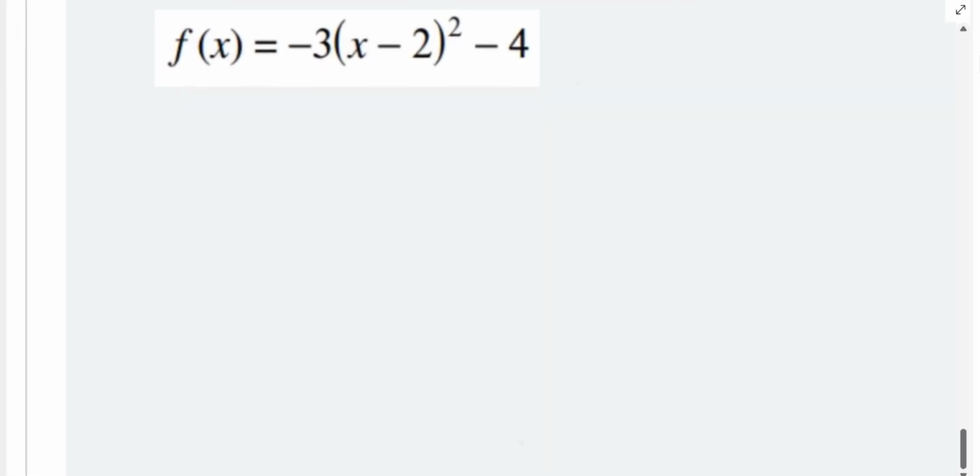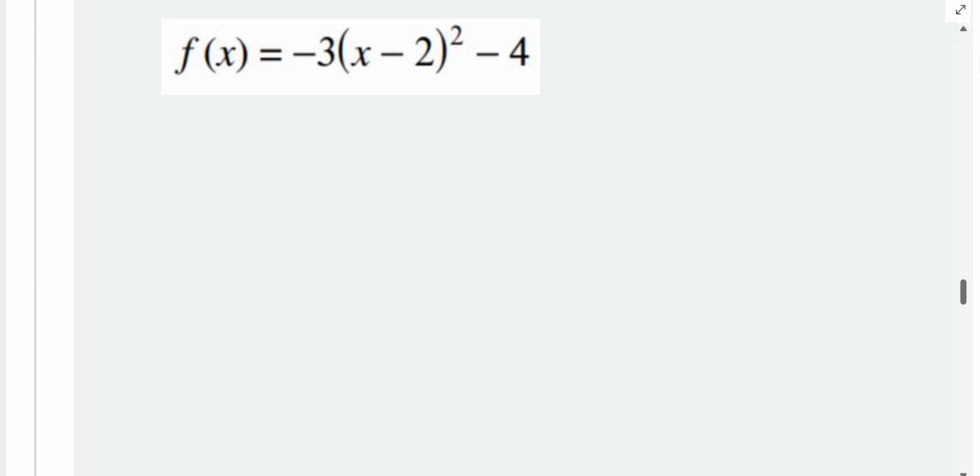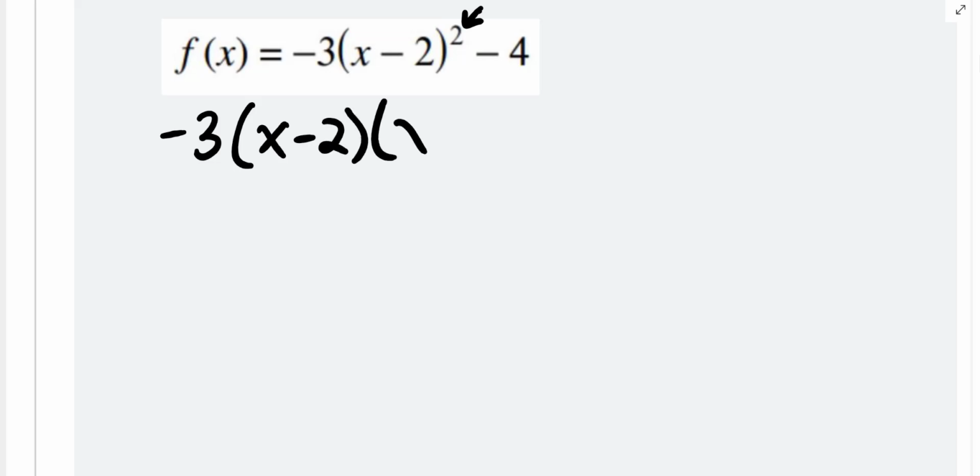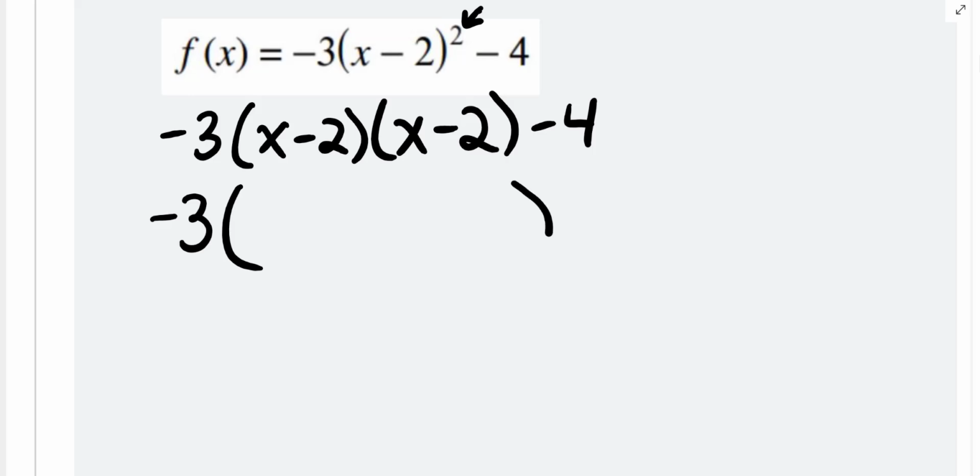So for the first problem, you notice that there's an exponent squared. That means that there's 2 of this group. So we're going to expand it out. So we have negative 3, we have 2 of the x minus 2, and then don't forget the minus 4 on the outside. Now we're going to do exactly what we just practiced, which is multiplying binomials. So I'm going to keep the negative 3 out here, and I'm going to keep the negative 4 out here, but I'm going to multiply those 2 binomials.